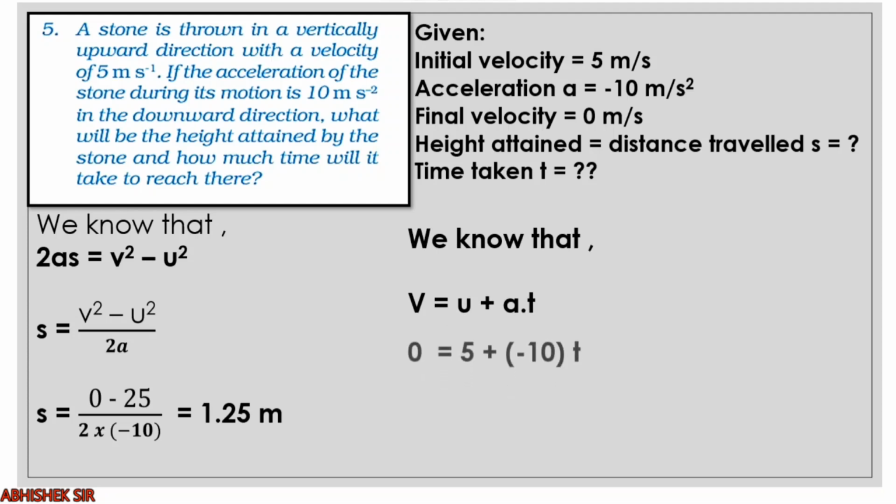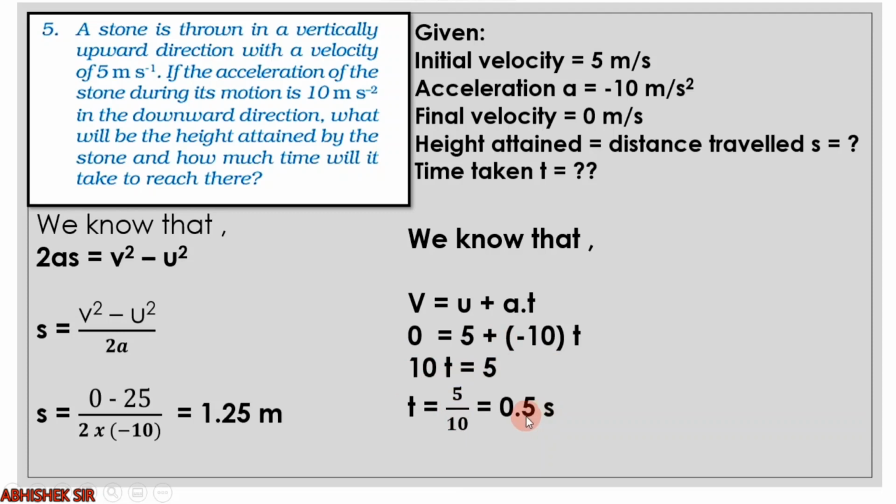v equals u plus at. So putting all the values, v is 0, u is 5, a is minus 10, t we are finding. Take this minus 10t on the other side, it will be 10t. Here 5 is repeated. So if 10t is 5, what is t? 5 by 10. That means 0.5 seconds.